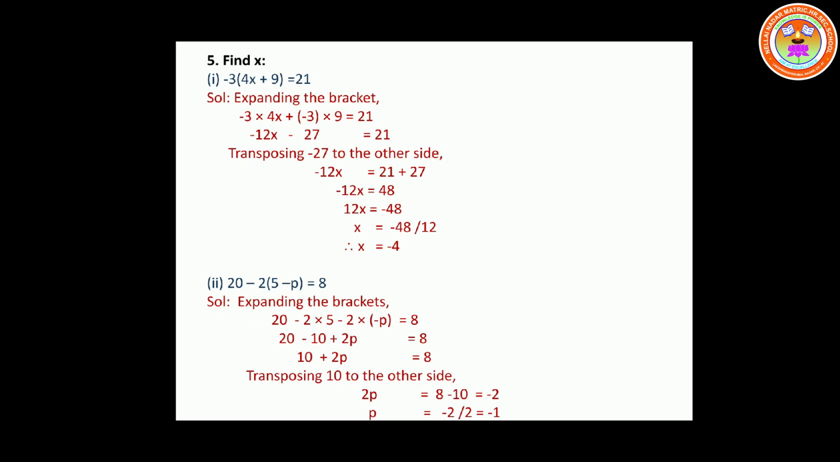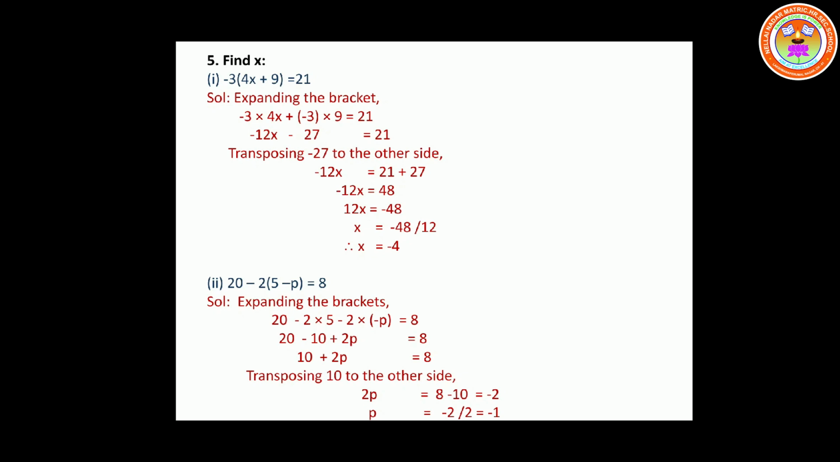First sum, minus 3 of 4x plus 9 is equal to 21. So here, this is a linear equation and the variable is only x, and we have to find what is the value of that. Yes, so minus 3, what I'm going to do is expand the bracket. Expanding the bracket means I have to multiply minus 3 with the numbers inside the bracket. So I have to multiply minus 3 with 4x and with 9.